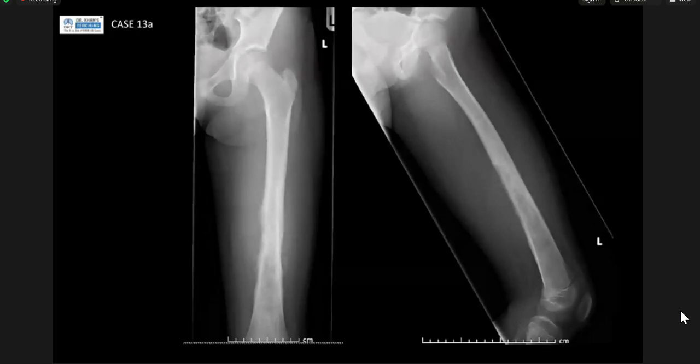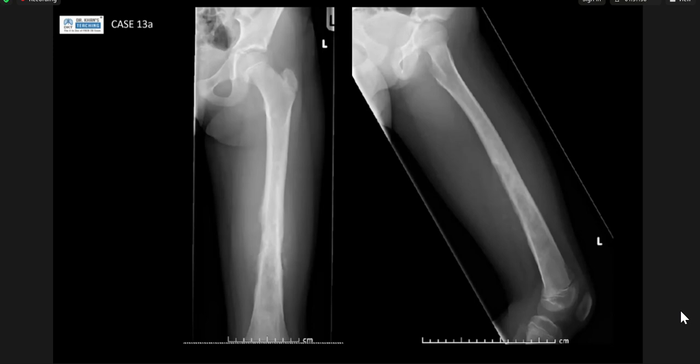Okay. This is a left femur AP and lateral radiograph. I see there is a diffuse moth-eaten infiltrating medullary lesion involving the lower two-thirds of the femur. There is a Codman triangle periosteal reaction. There is also some matrix in the medulla, denoting osteoid matrix, as well as soft tissue close to the bone.